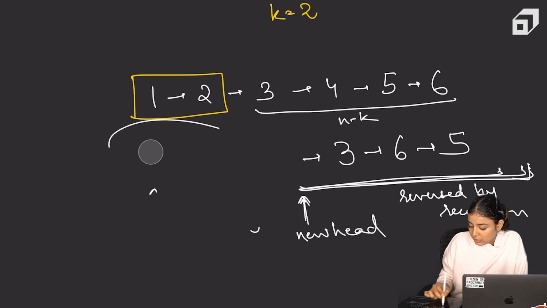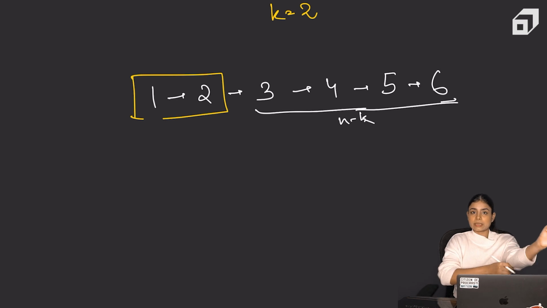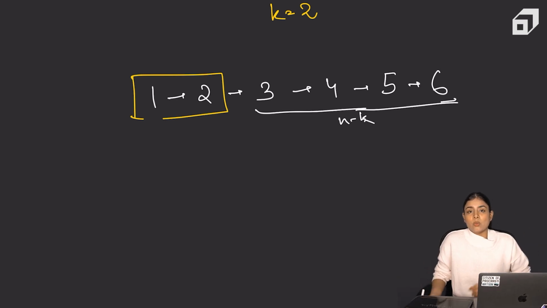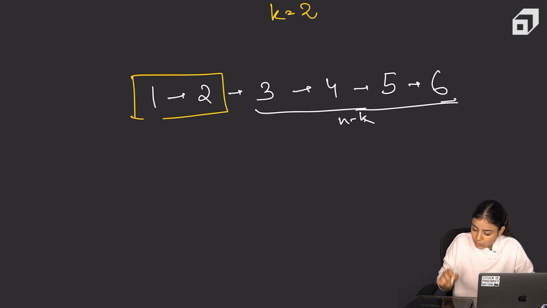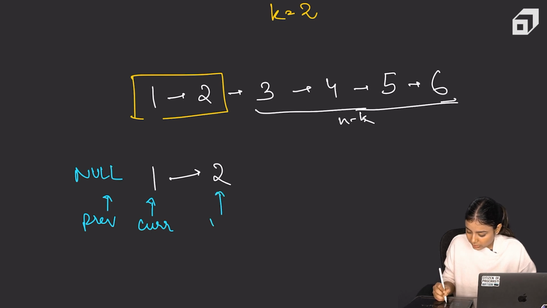Let's try to understand again from scratch. So this is my linked list. What did I say? I said first we'll reverse the first k nodes iteratively. So 1 and 2 will be reversed. And how do we reverse that? We reverse that using the help of 3 pointers: previous, current and next. So let me write it down here. My current is at 1 and my previous is at null. And my next will be here at 2.